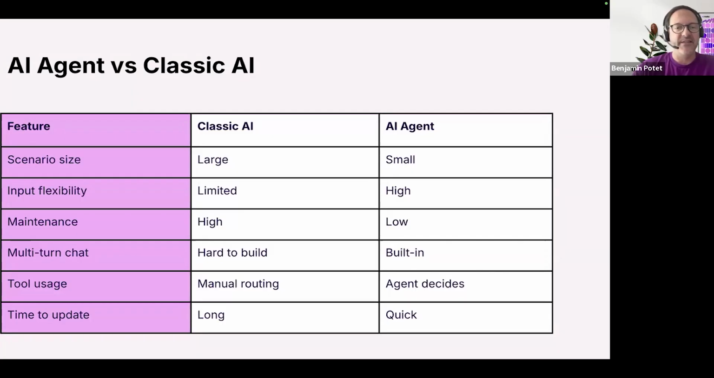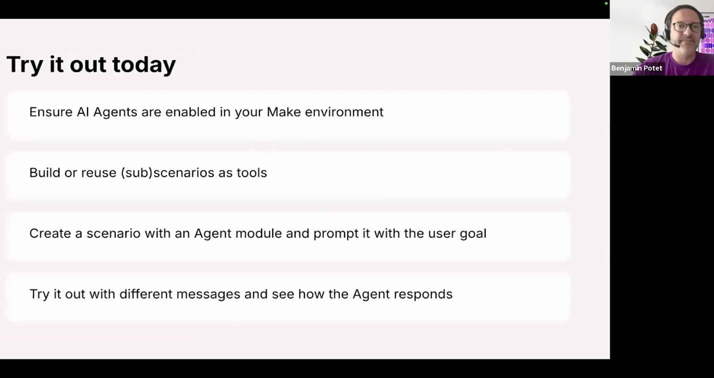If we want to do multi-turn chat, like create a contact, then list the result to show me, etc., this has to be foreseen in advance. So it's harder to build. We do manual routing because it's deterministic. So based on the outcome of AI, we say, okay, we go to this route or this route using filters. And the update will be longer, obviously, because if we need to add new features, we need to edit and modify the scenario, while with the AI agent, it's just a matter of adding a new tool.